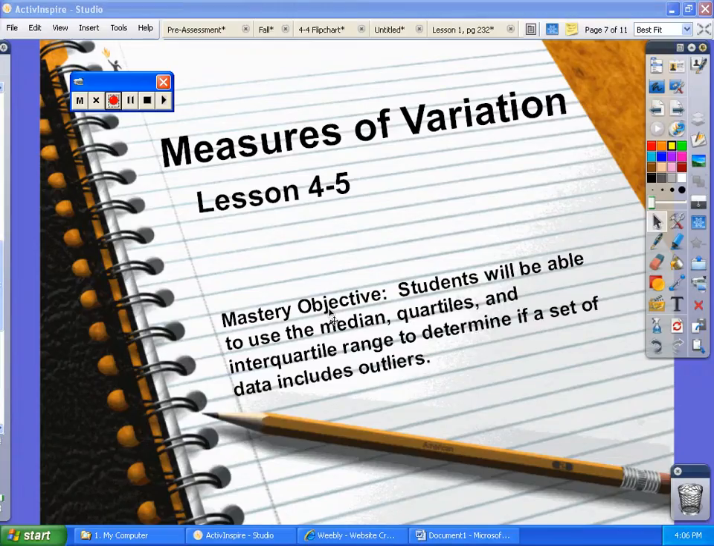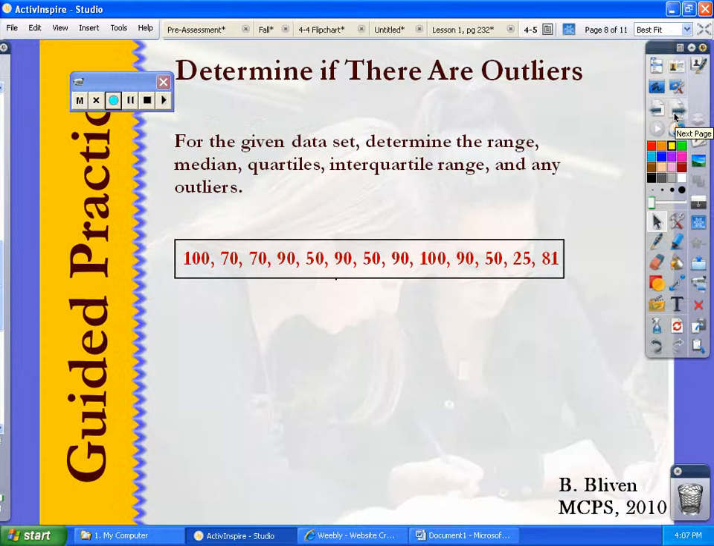Okay, today's lesson was focusing on measures of variation, which is lesson 4-5. The student's mastery objective was that students will be able to use the median, quartiles, and interquartile range to determine if a set of data includes outliers. So looking at our first example, we're trying to determine if there are outliers.